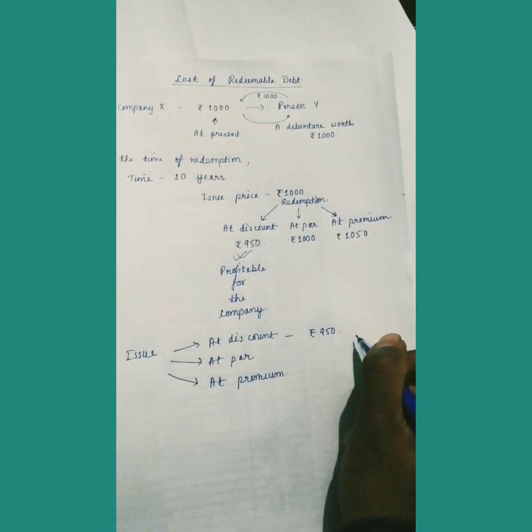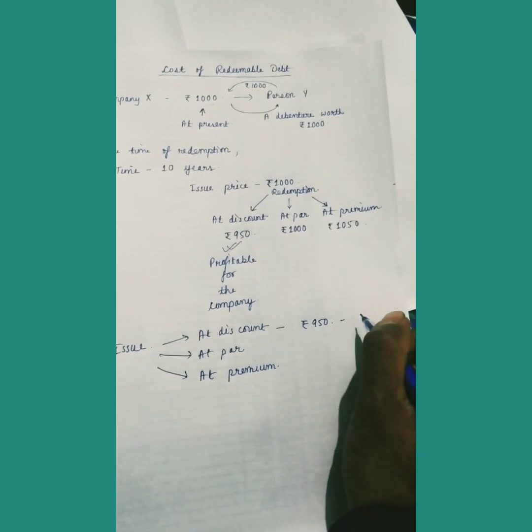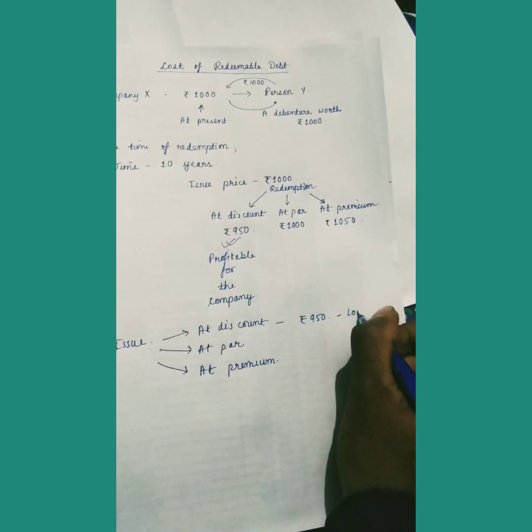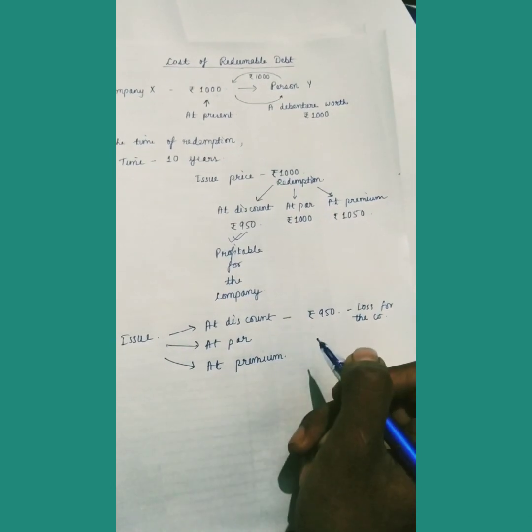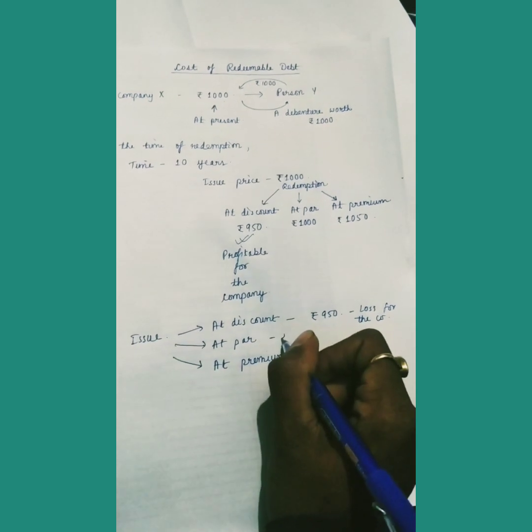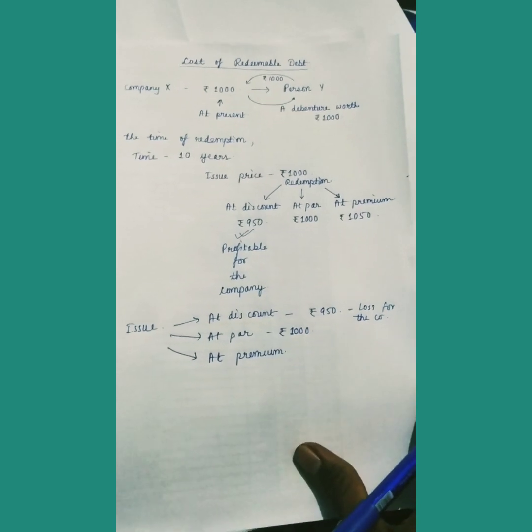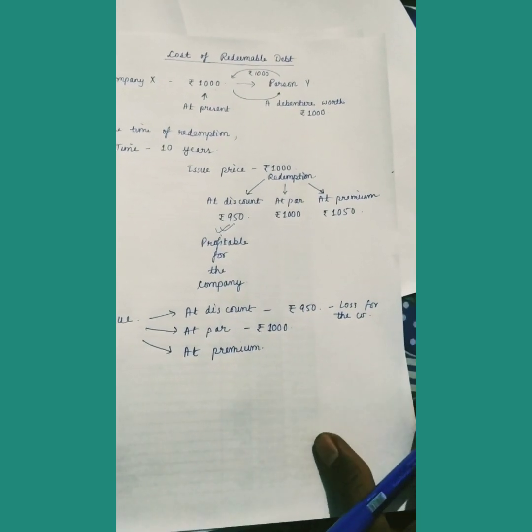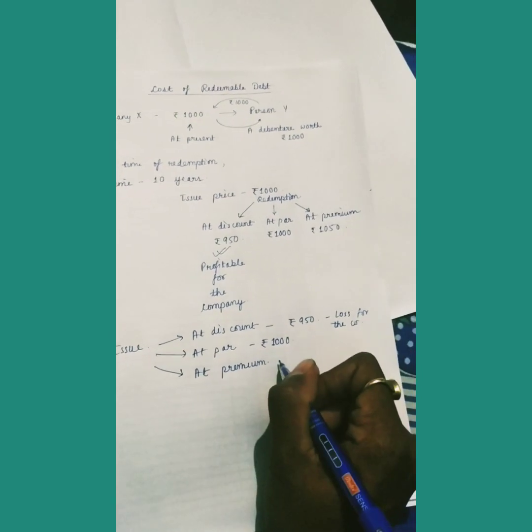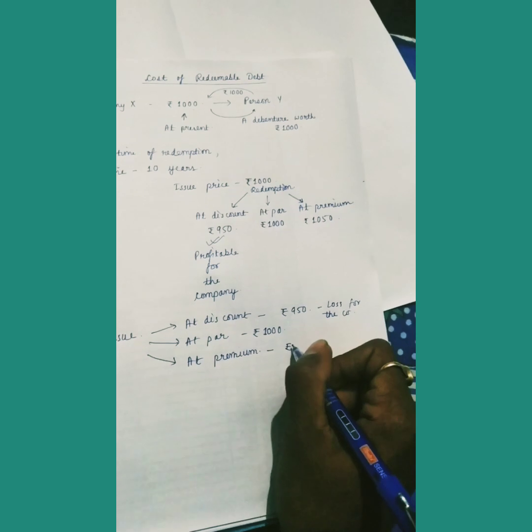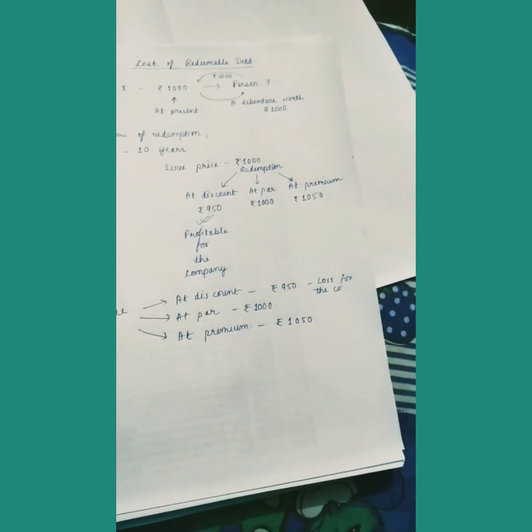So it is a loss for the company, a loss of rupees 50, because the company is getting rupees 50 less than the face value. When it is issued at par, it is rupees 1000, and when it is issued at premium, suppose the demand for the company's debentures is very high in the market, the company can issue the debenture at premium. Fine. So in the case of premium, the company will get an amount more than rupees 1000. So let us take an example, rupees 1050. Fine.